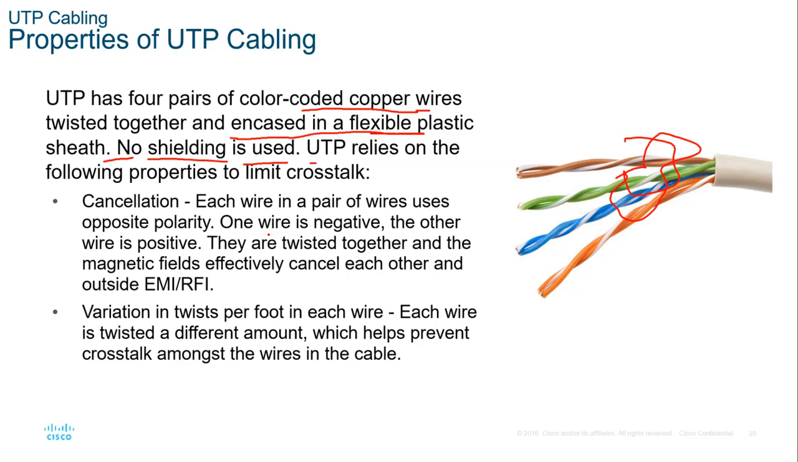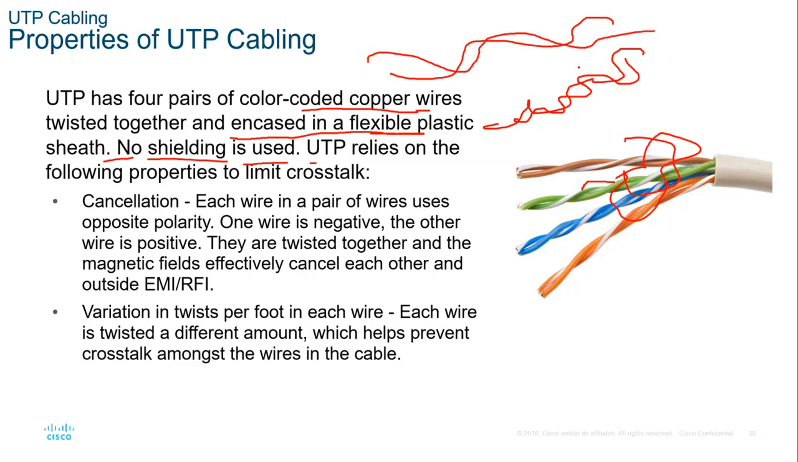Variation in twists per foot in each wire. So the variation is like this, that variation in twists per foot in each wire.